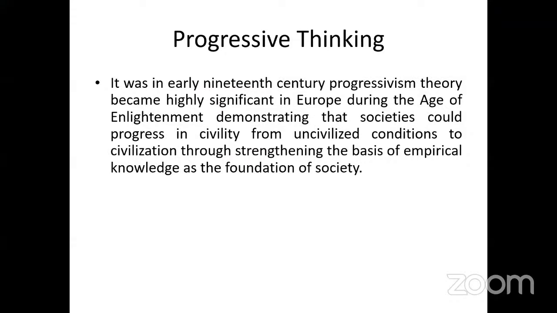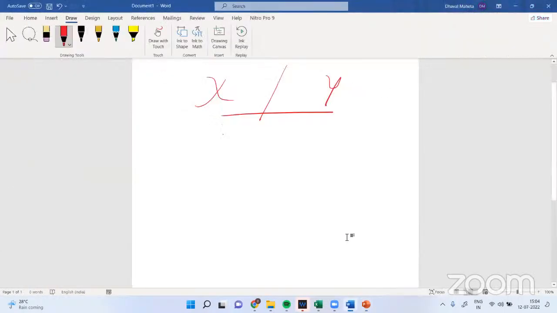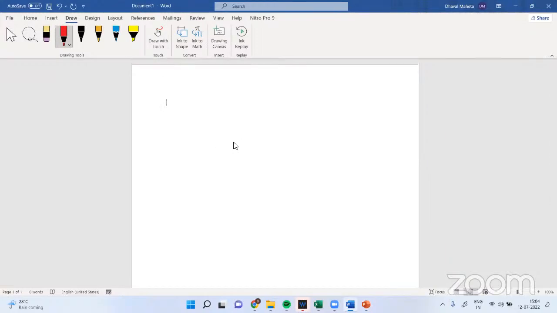So this progressive thinking was allowed. I will give you a very simple example of this. Who is the father of modern India? Father of modern India, anybody? Father of modern India. Don't Google it.